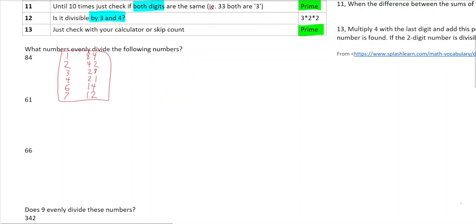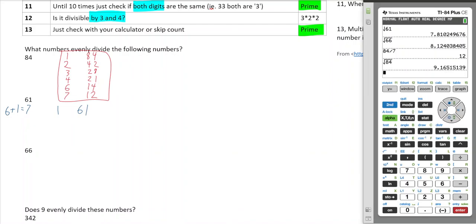Okay, for 61, we go through the same process. First of all, we have 1 and 61. Then we check, is it even? No, so it's not divisible by 2. Then we add 6 and 1 together. We get 7. That's not divisible by 3, so neither is 61. If it's not even, it's also not divisible by 4. It doesn't have a 0 or a 5, so it's not divisible by 5. It's not divisible by 6 because it's not even.